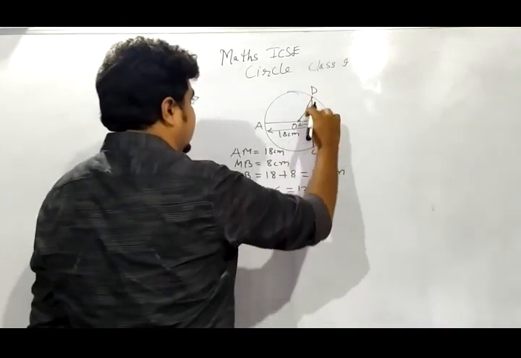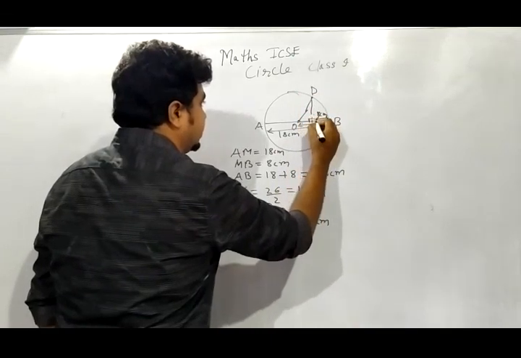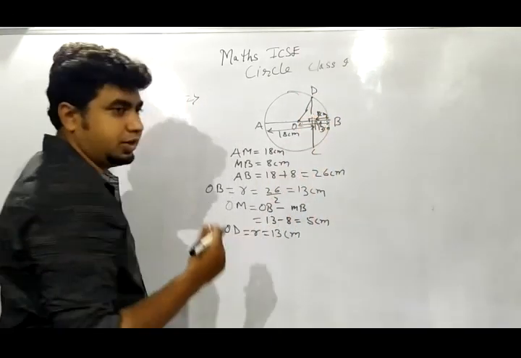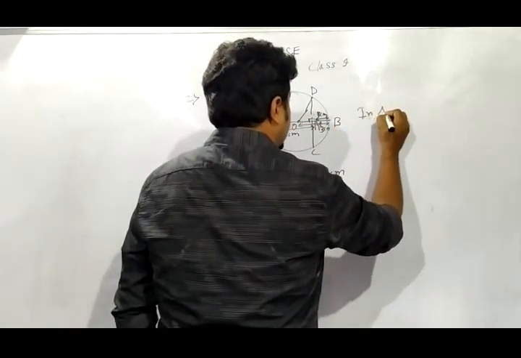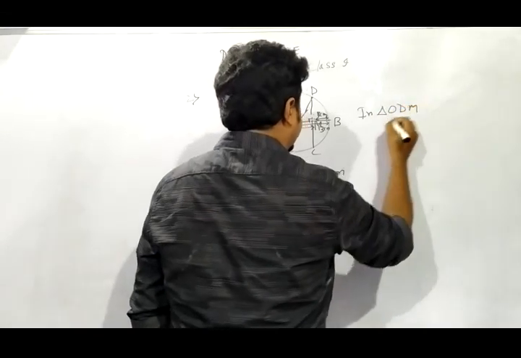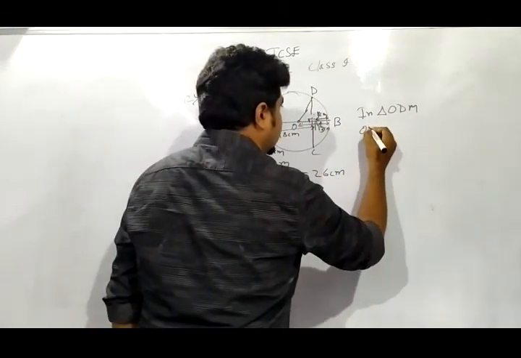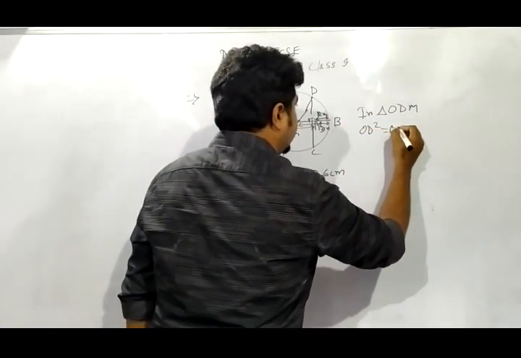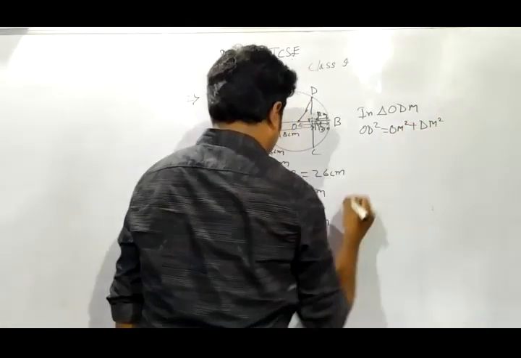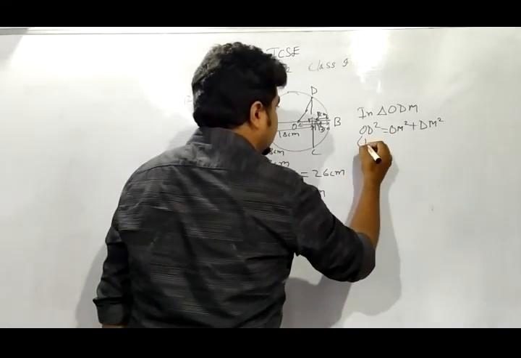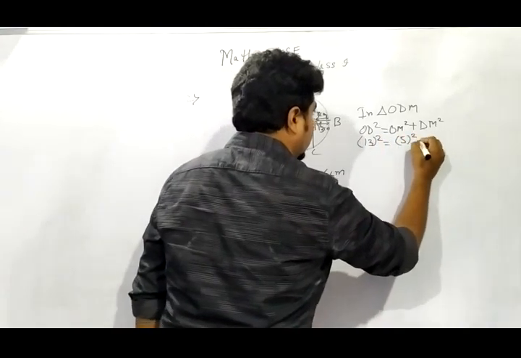Now in triangle ODM, this point is M only. This was not clearly visible, so I am making it once more. This is M. In triangle ODM, this is the perpendicular, so OD square is equal to OM square plus DM square. OD is 13 centimeter, OM we have found just now is 5 centimeter, and DM square is unknown.